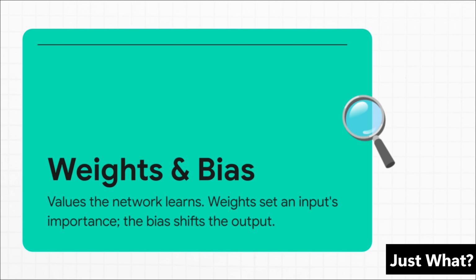Now, inside each neuron are the knobs and dials that the network actually gets to tune. We call them weights and a bias. A weight is just a number that tells the neuron how important a particular input is. A bigger weight means, hey, pay more attention to this one. And the bias? It's just a little nudge that can shift the neuron's final output up or down. These are the things the network will tweak over and over to get better at its job.